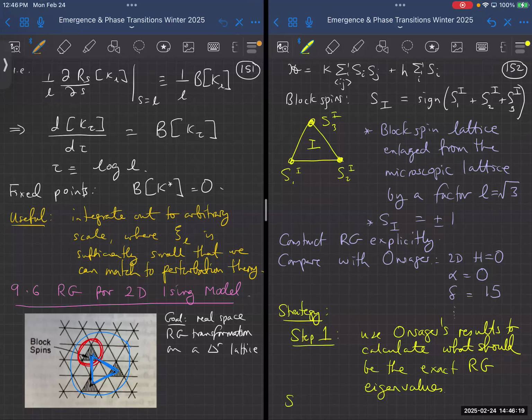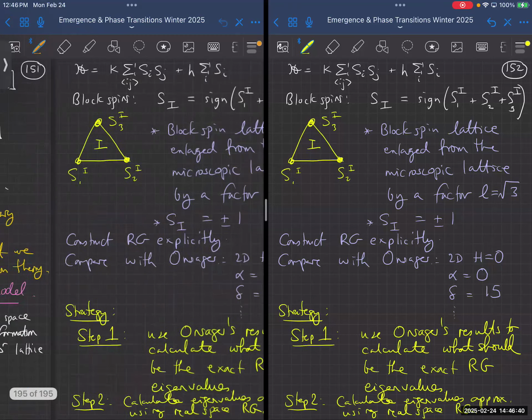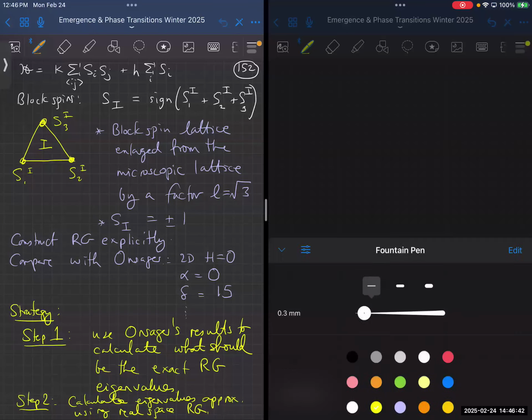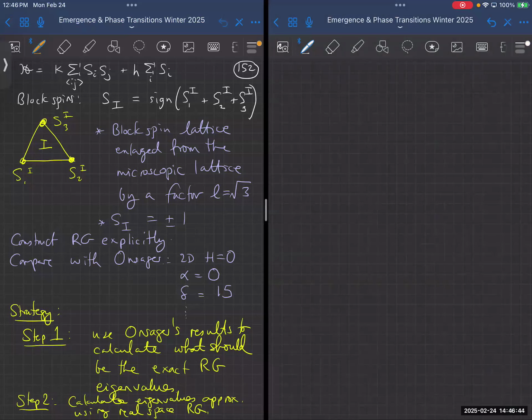step 1, and then step 2 is calculate the eigenvalues approximately using a real space renormalization group. Okay, so that's the idea. So let's do the easy part first.